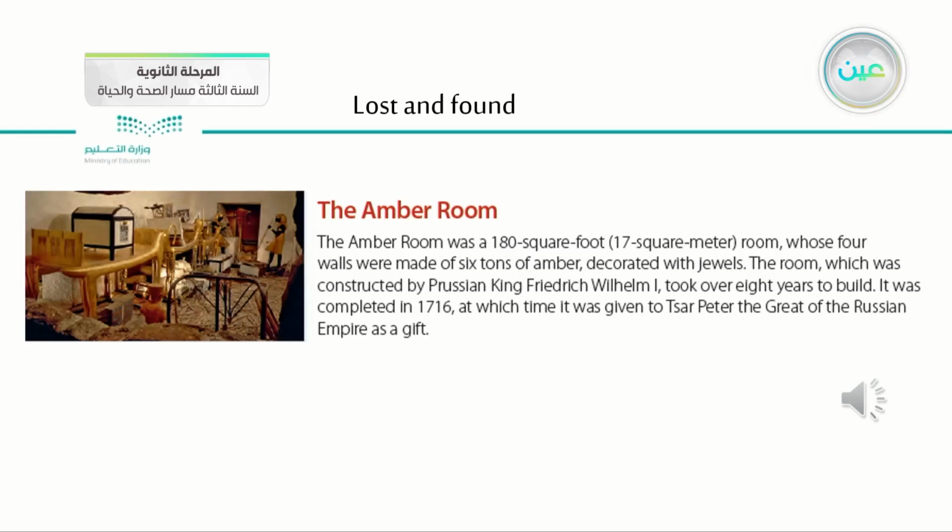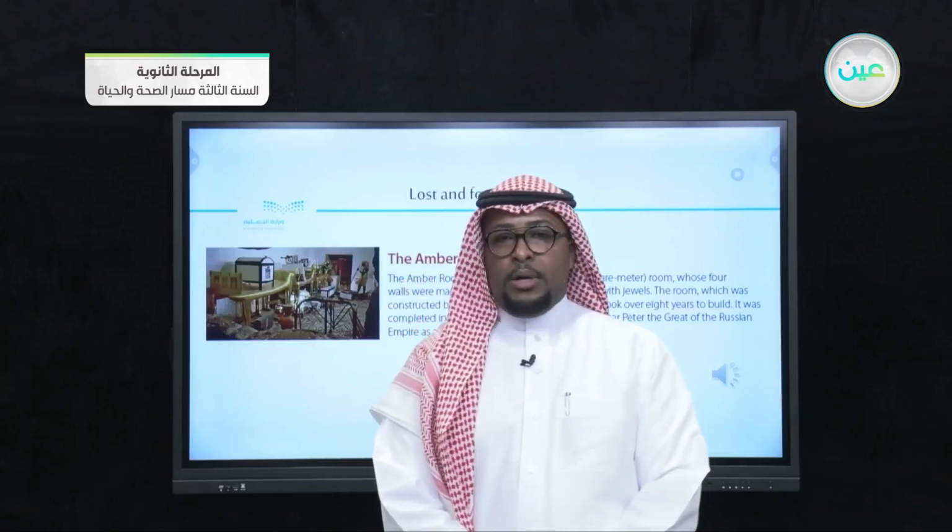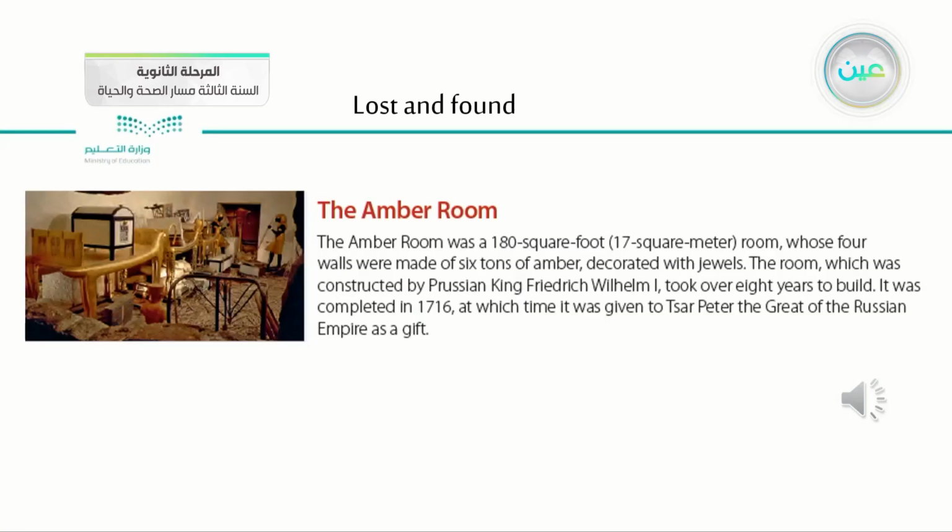Okay, guys, we listened to the Amber Room, and of course we'll discuss some of the information here. As you see in this luxurious picture, which is related to the Amber Room, the Amber Room was 180 square foot, built with 4 walls made of 6 tons of amber, decorated with jewels. The room was constructed by Prussian King Friedrich Wilhelm, who built that room. It took over 8 years to build.